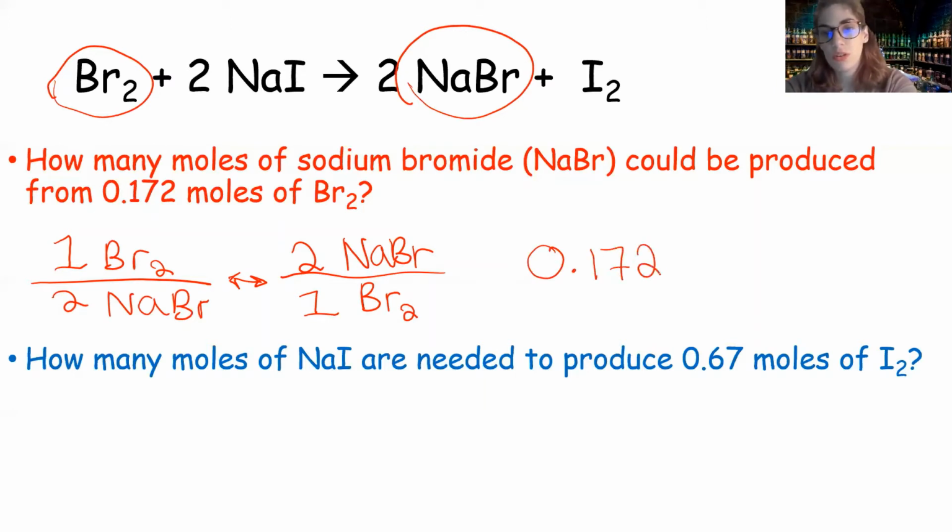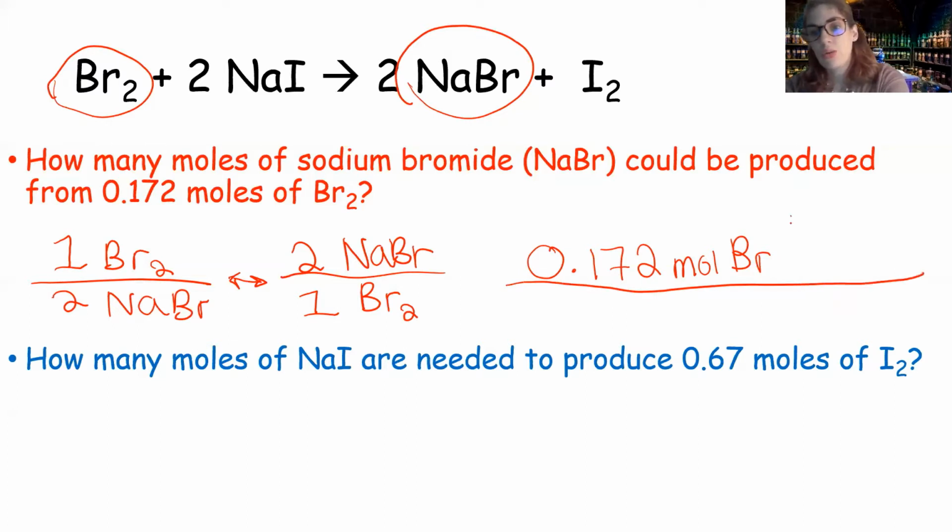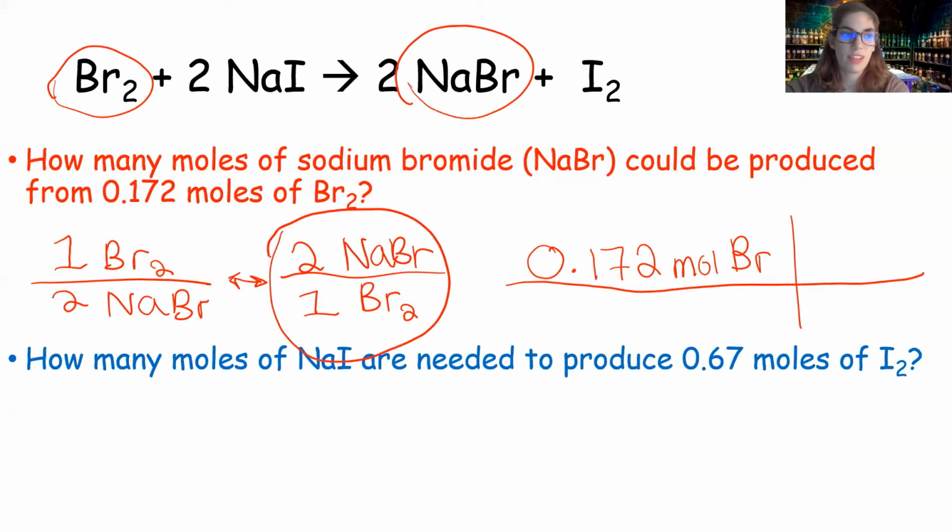Well, if I only have 0.172 moles of bromine, how many moles of sodium bromide can I produce? I'm going to look at which conversion factor to use. Since I'm given bromine, that's what I want to get rid of. So I'm going to put bromine on the bottom, which means that this will be the conversion factor that I'm going to need to use. I'm going to put 1 Br2 on the bottom and 2 NaBr on top.